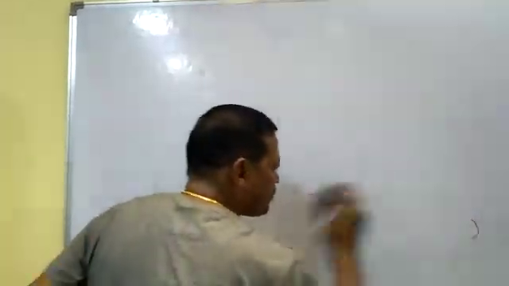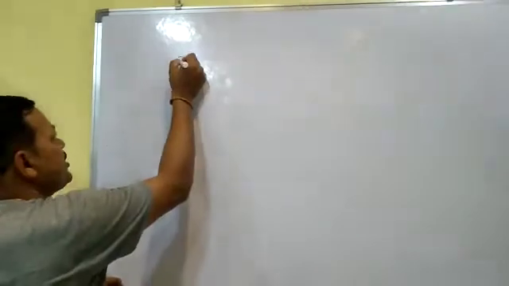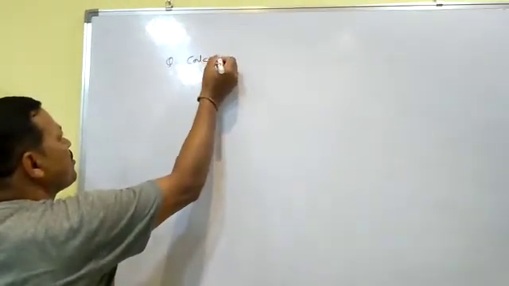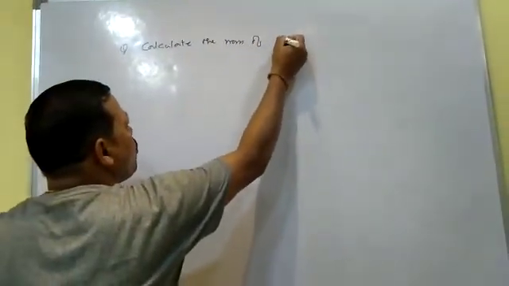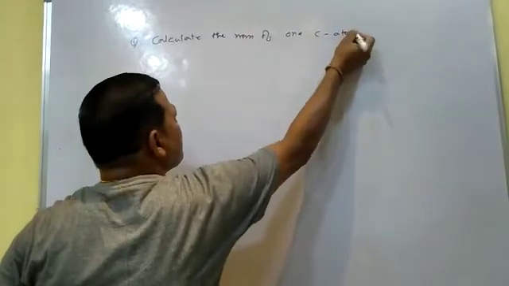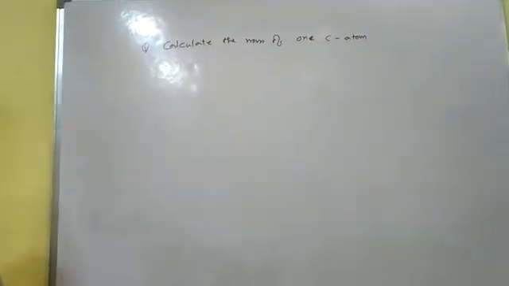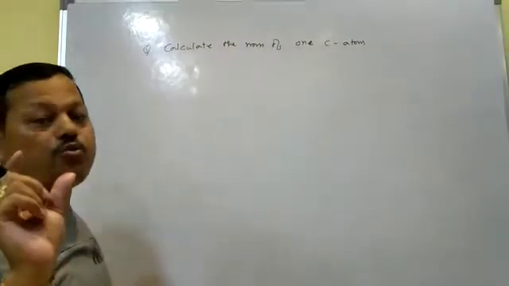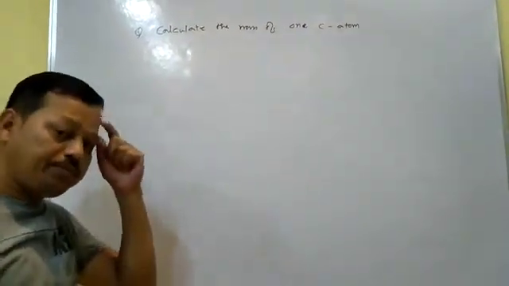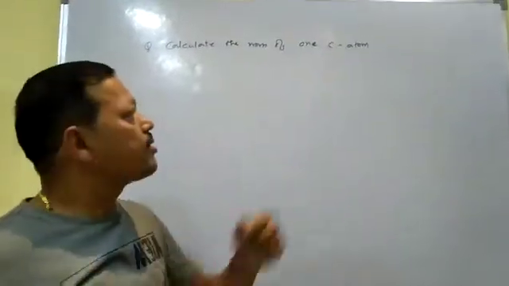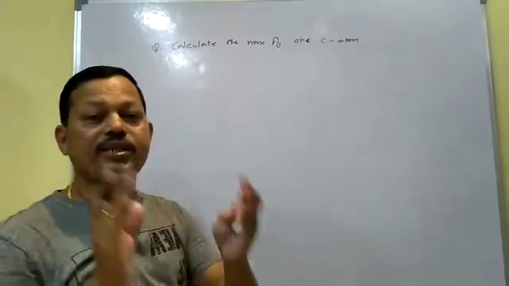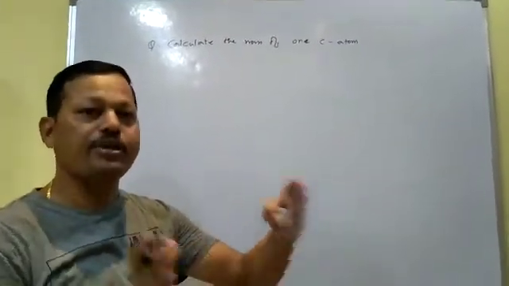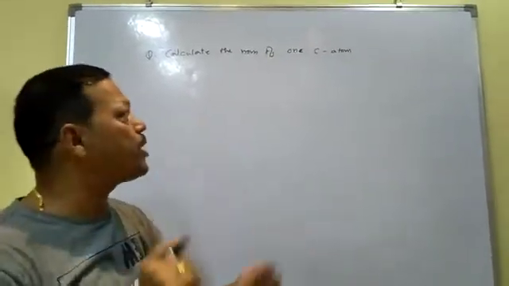Now, suppose the question is given like this: calculate the mass of one carbon atom. So what will be the mass of one carbon atom? You know, every atom has an atomic mass. Carbon atomic mass is 12 gram, but this is not the mass of one atom. This is the mass of Avogadro's number of atoms, because that mass is called molar mass. I mean, that is the mass of one mole.